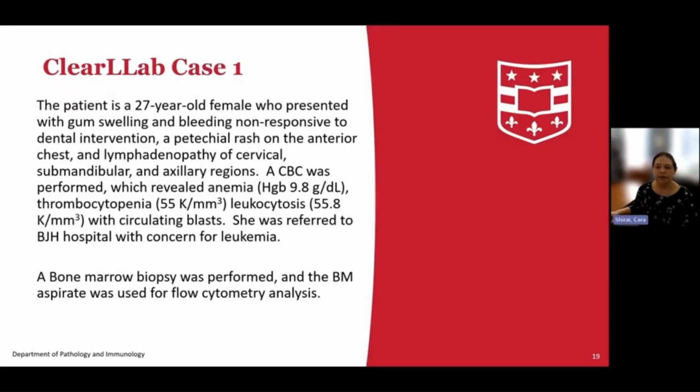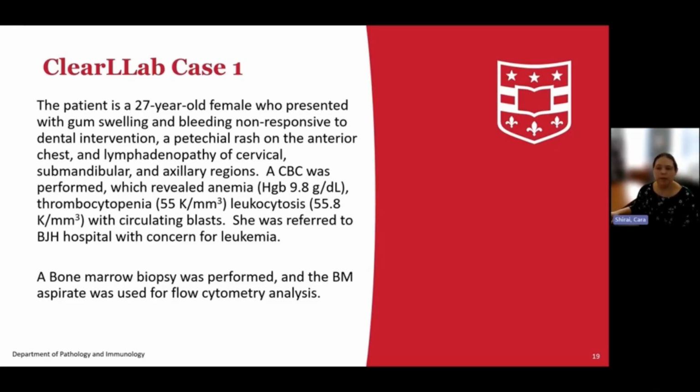Now, I would like to share a few patient examples with you. Case number 1 involves a 27-year-old female who presented with gum swelling and bleeding that was non-responsive to dental intervention. She also had a petechial rash on her anterior chest and lymphadenopathy of cervical, submandibular, and axillary regions. A CBC was performed as part of her evaluation, and it revealed anemia, thrombocytopenia, and leukocytosis with circulating blasts. She was referred to BJH Hospital with concern for acute leukemia.